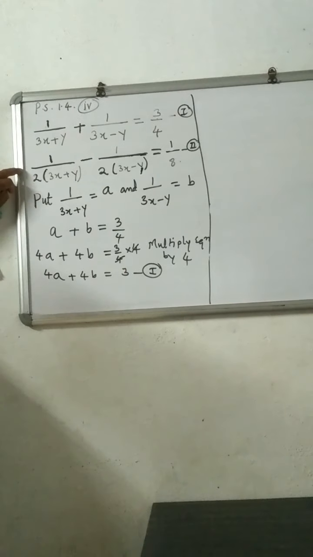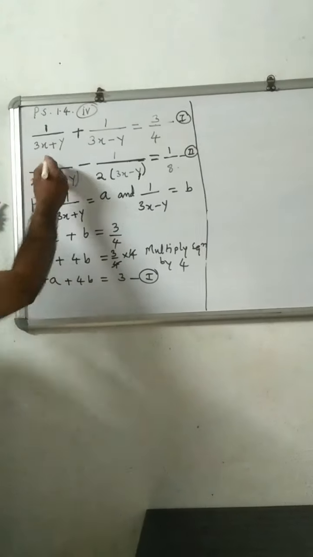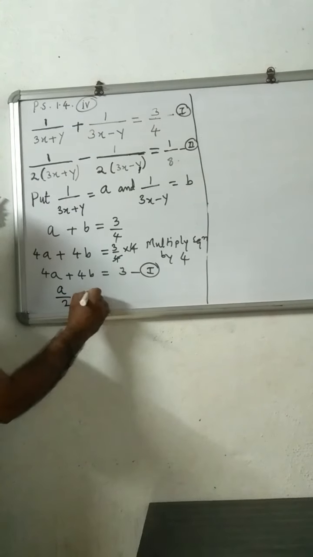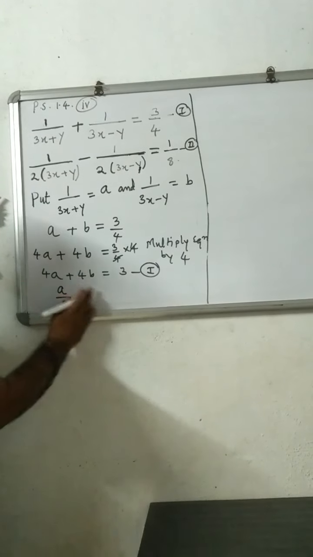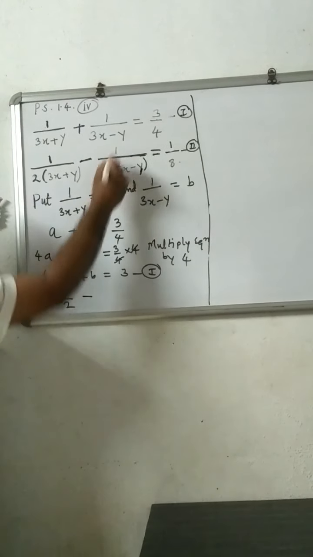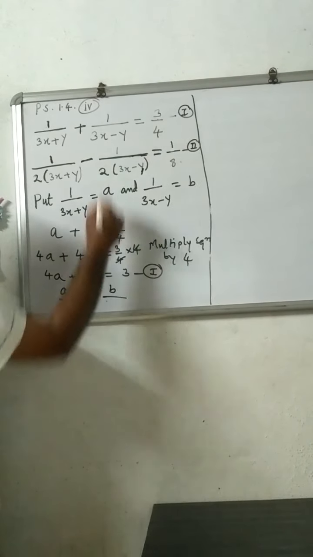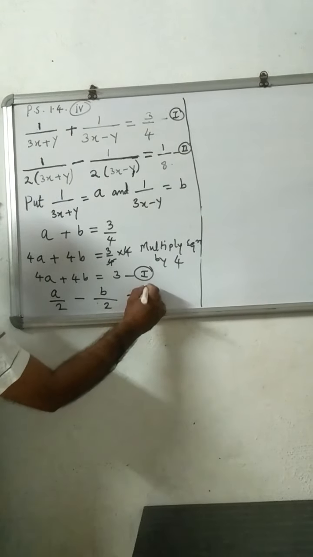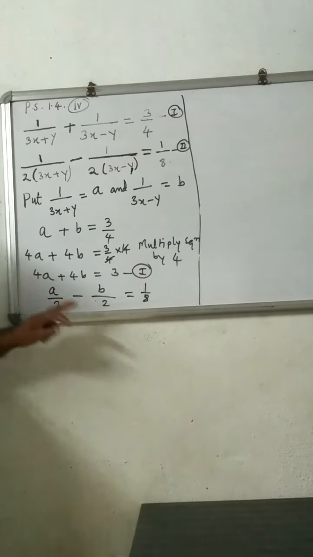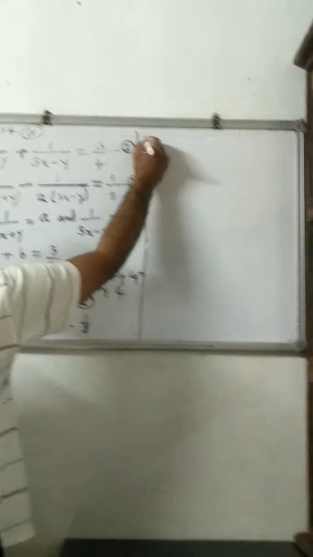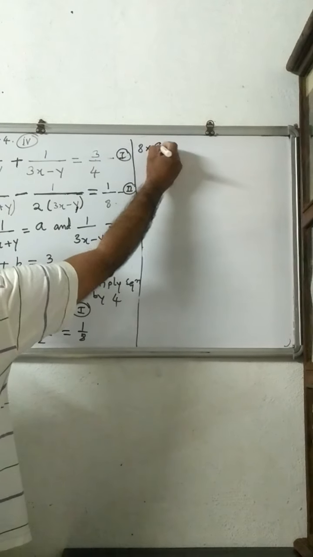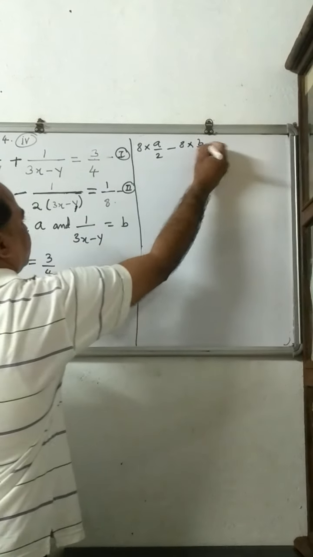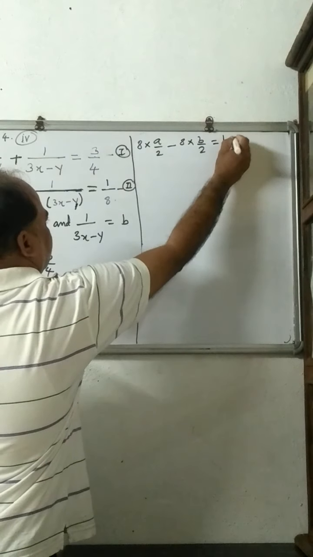Similarly, in equation 2, substitute 1 upon 3x plus y is equal to a. So a upon 2, the middle term is negative, so minus b upon 2, where b is equal to 1 upon 3x minus y, is equal to 1 upon 8. Here multiply the equation by 8, multiplying each and every term by 8. 8 into a upon 2 minus 8 into b upon 2 is equal to 1 upon 8 into 8.